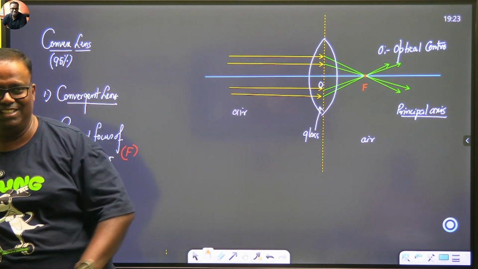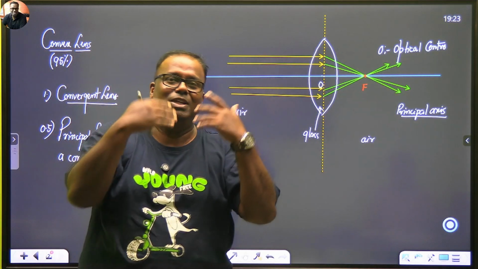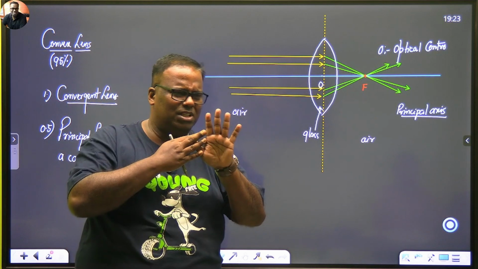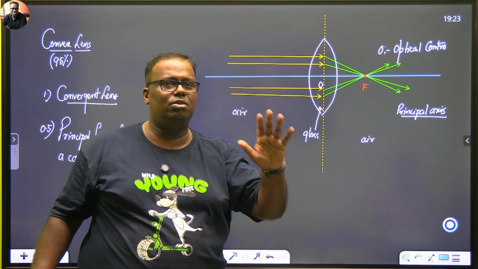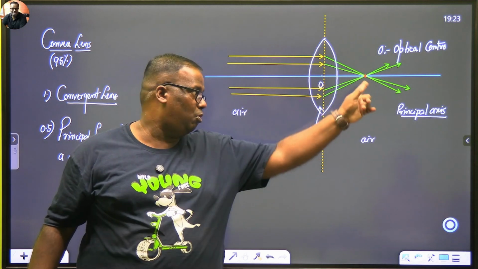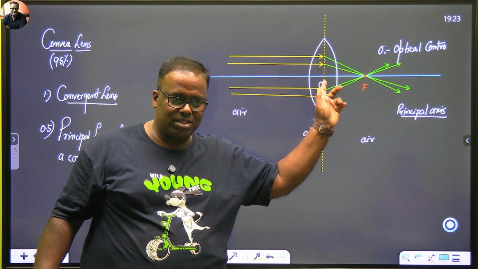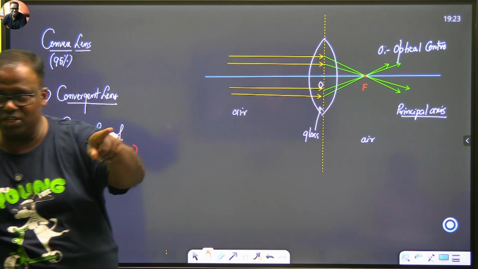She's laughing, thinking about how the words are coming one by one. It will come to you also. I said, either you mug up the definition or you break it up into your mother tongue or any language. The best way, I always say, is to remember the keywords. Point, principal axis, convergence, parallel rays, parallel to principal axis, refraction.